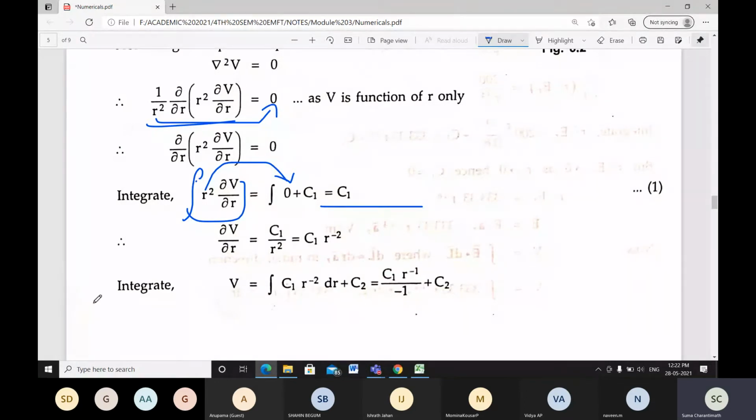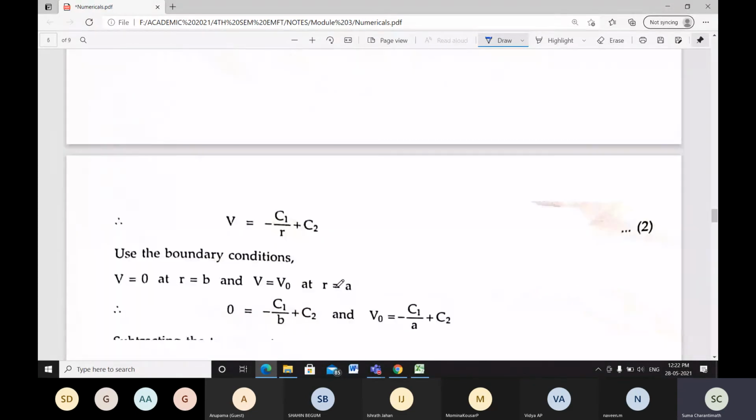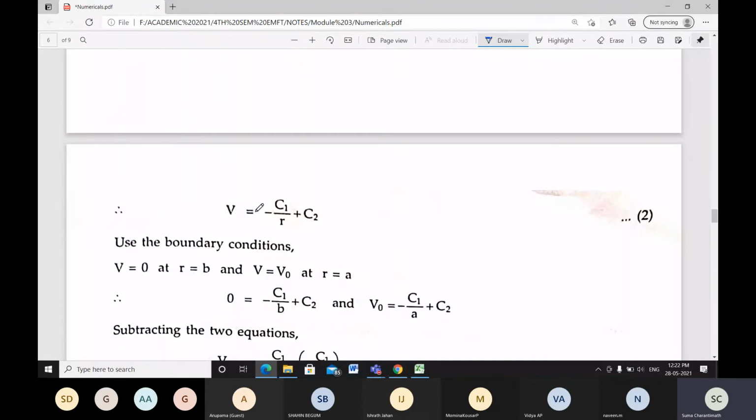Then what is our V going to be now? V is going to be, after integration, the integral of c1 r raised to minus 2 dr plus c2, a constant. That is c1 r raised to minus 1 divided by minus 1, plus c2. So V is going to be minus c1 divided by r plus c2.